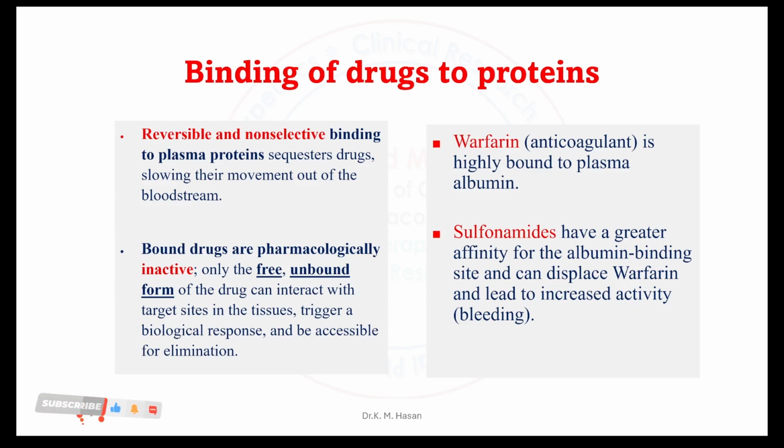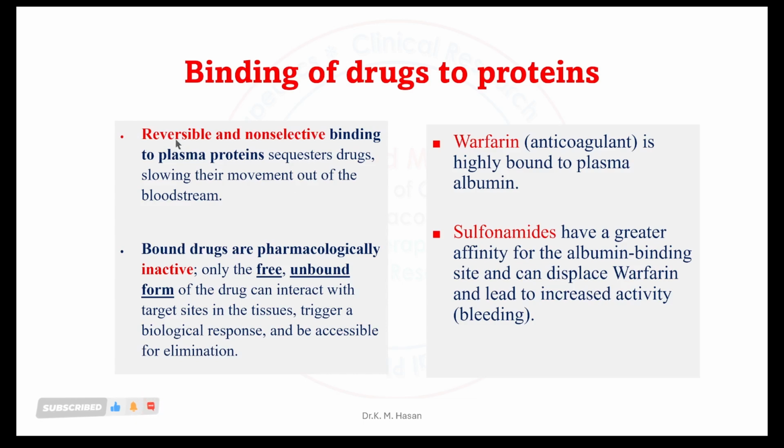Binding of drugs to the protein. This is another aspect that affects drug distribution. Normally, binding of a drug to the protein is a reversible, non-selective process. This is important for us. Reversible, non-selective binding to the plasma protein means that it sequesters the drug and slows its movement out of the bloodstream.